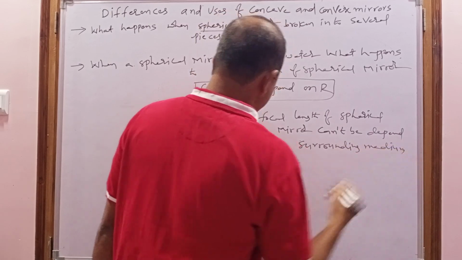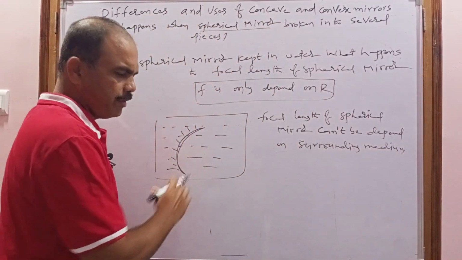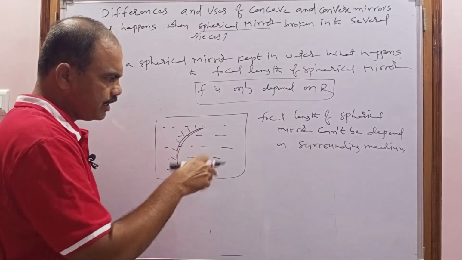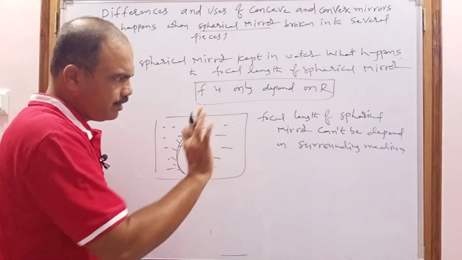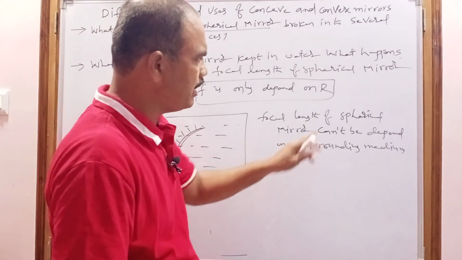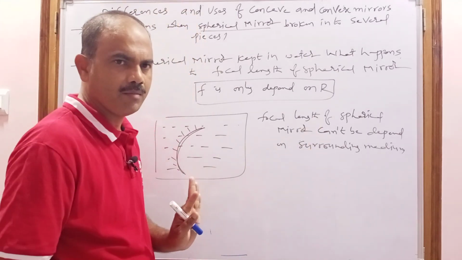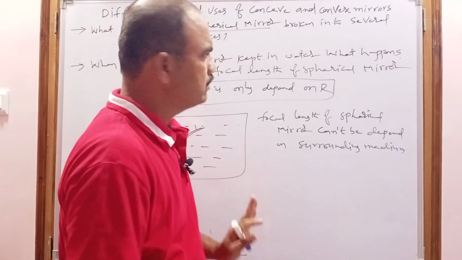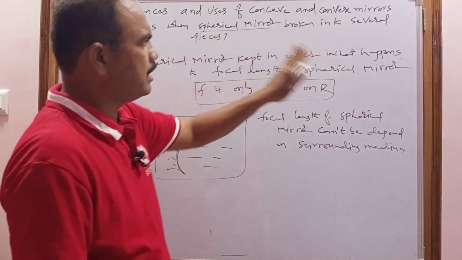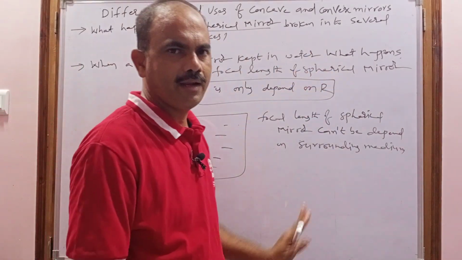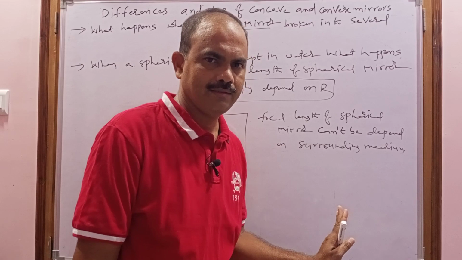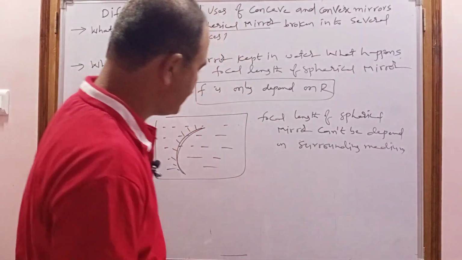So if the concave mirror is kept in water, the surrounding medium is water. If the concave mirror is kept in kerosene, the surrounding medium is kerosene. So that's why the focal length cannot depend upon the surrounding medium. It only depends on R. So when the spherical mirror is kept in water, the focal length does not change. So this is the second question.